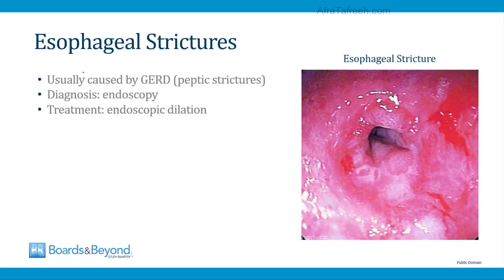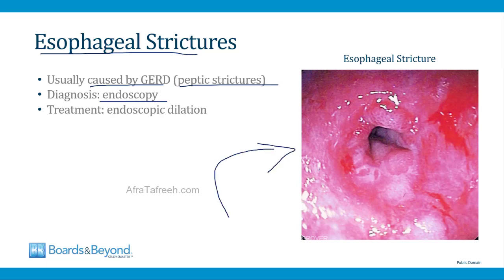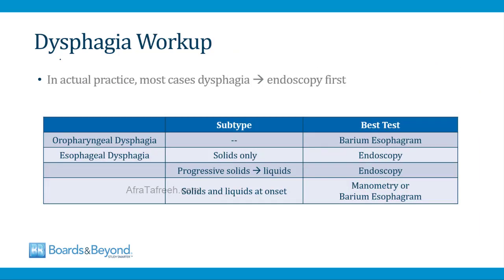Much like webs and rings, another structural cause of dysphagia to solids is the presence of esophageal strictures. This just means a narrowing of the esophageal lumen. Usually esophageal strictures are caused by long-standing GERD, and when they're caused by GERD, they're called peptic strictures. The diagnosis can be made by endoscopy. This is a picture of an esophageal stricture on the screen here, and it can be hard to appreciate this, but the lumen of the esophagus here is simply narrower than it should be, and that's because of long-standing inflammation causing growth of tissue into the lumen of the esophagus. And the treatment of esophageal strictures is the same as the treatment for esophageal webs and rings. That's with endoscopic dilation.